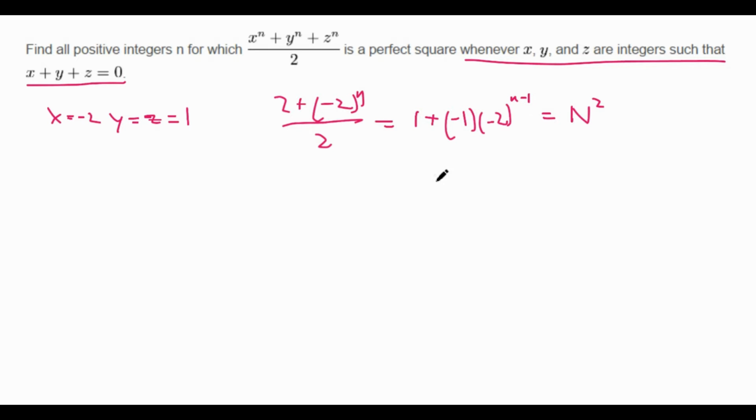Well, if n minus 1 is even, then -2 to the power of n minus 1 is positive, which means that this expression is negative. And then we notice that -2 to the power of n minus 1 becomes really big, really fast. In fact, for n equals, let's say, 3 already, this expression is equal to 1 plus -1 times 4, which is equal to 1 minus 4, which is -3, which is negative.